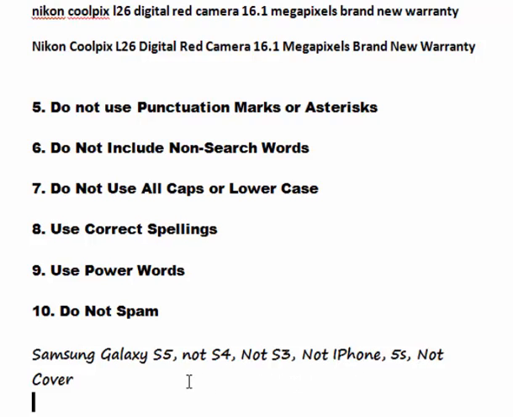But eBay is very much strict against using spam, so avoid spam at all costs. Never use it. If you are selling Samsung Galaxy S5, write Samsung Galaxy S5 and other things which are true and which truly describe your item. Never ever include words like these.